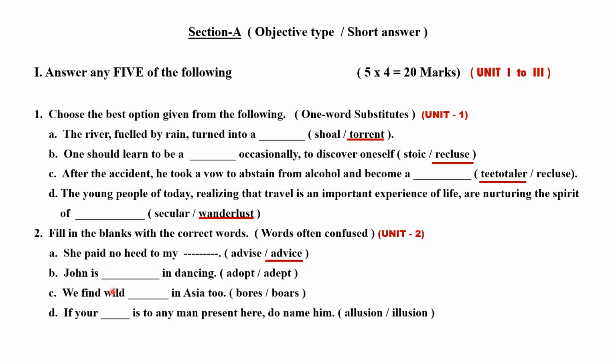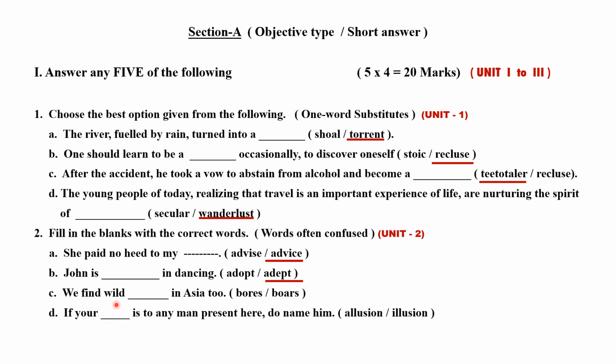B. John is dash in dancing, adopt or adept. So these are the two words which sound alike. A little bit of pronunciation or hearing will be similar. That's why they are called words often confused. So which is your answer, students? Adept means skillful. Adopt means make a habit of it. So John is adept in dancing. That means very skillful in dancing.